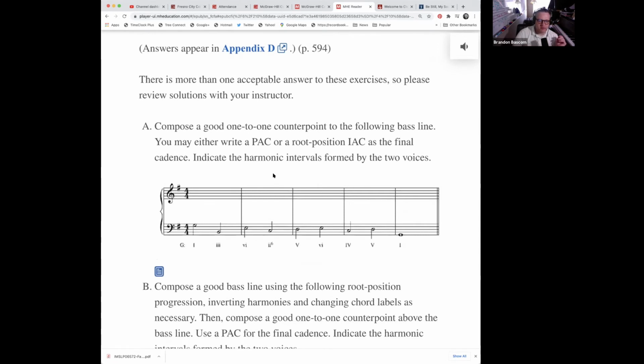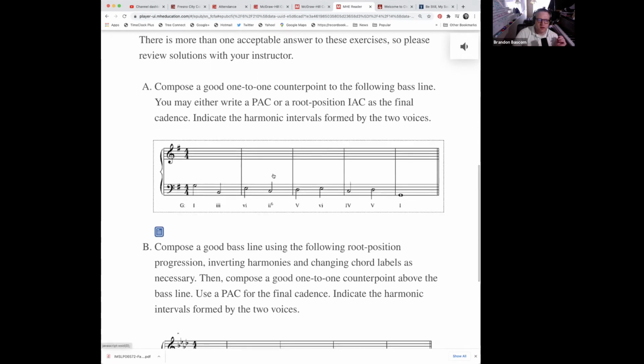Self-test 11-3. There's more than one acceptable answer to these exercises, so please review solutions with your instructors.